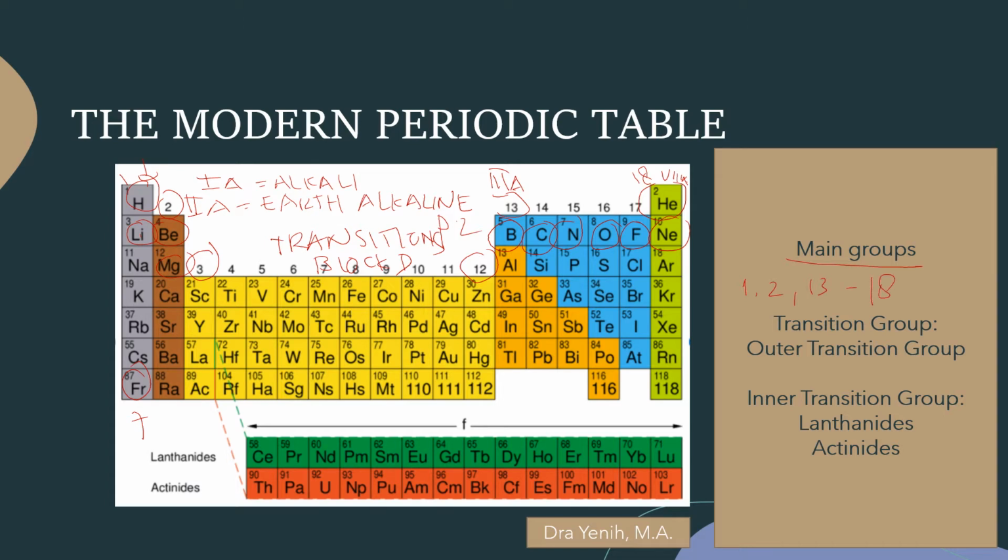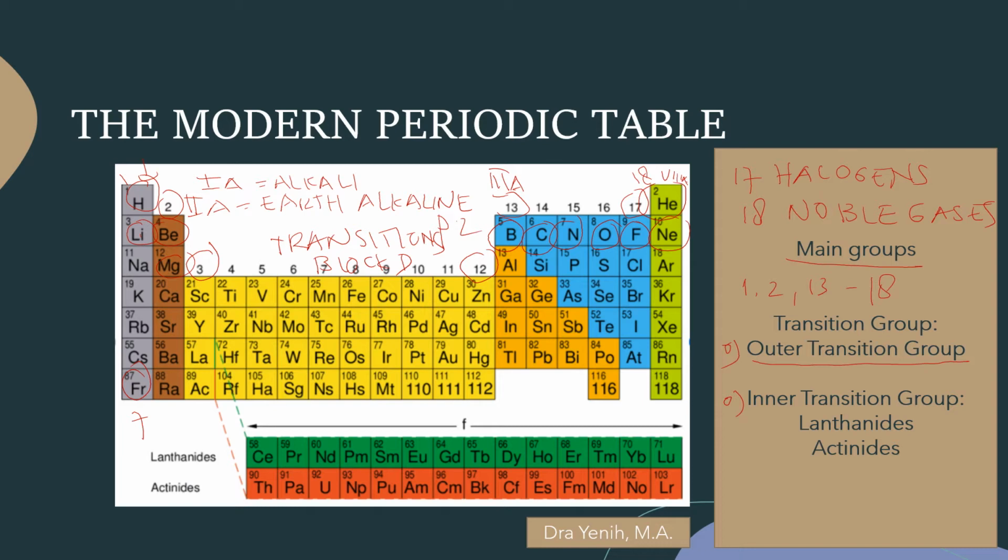For group 17, the name is halogens. And 18 is the noble gases. The transition group is divided into 2. The first is the outer transition group, and the second is the inner transition group.